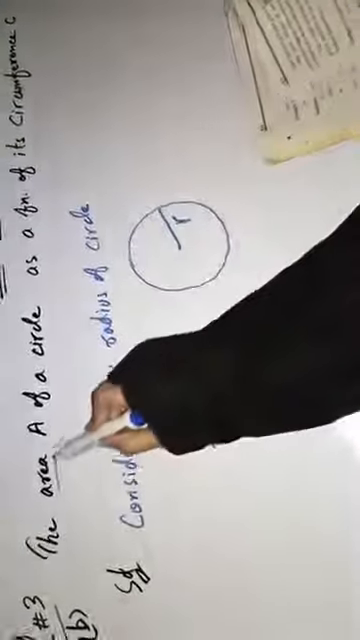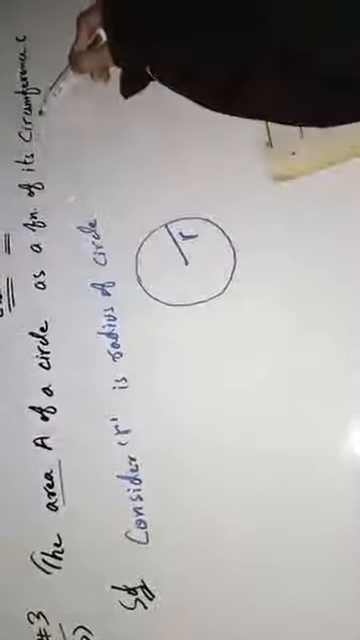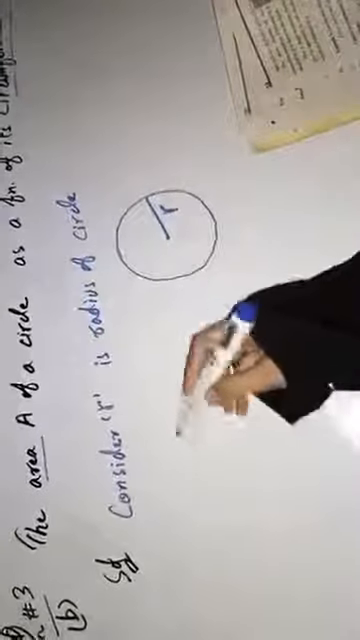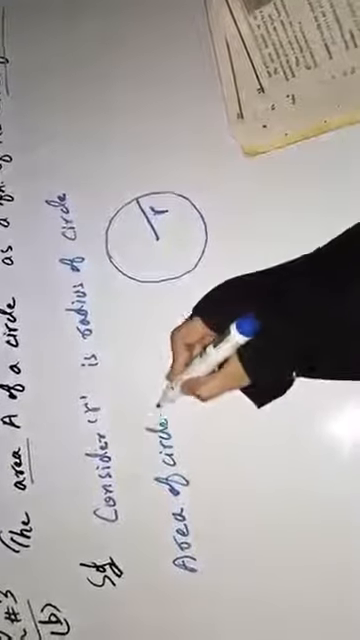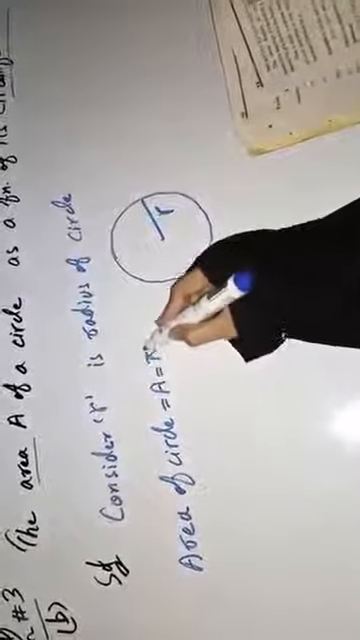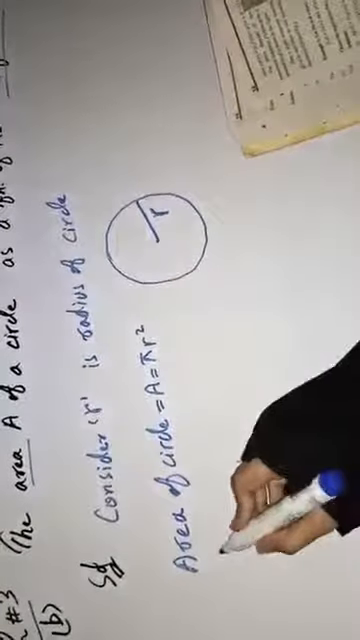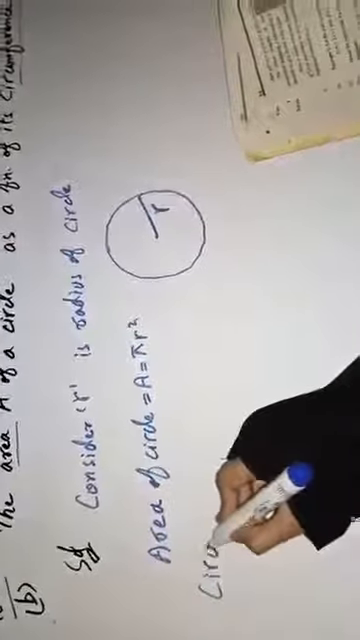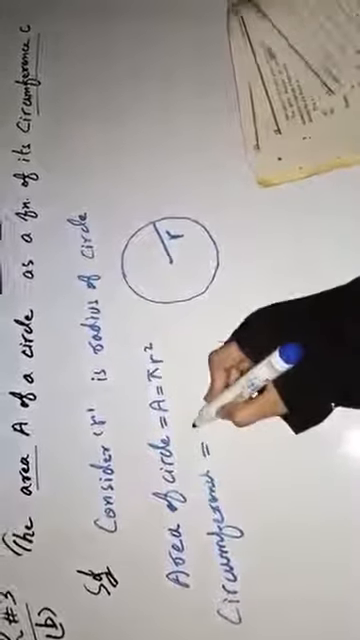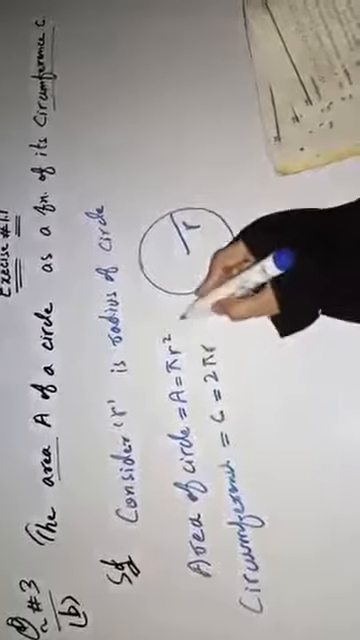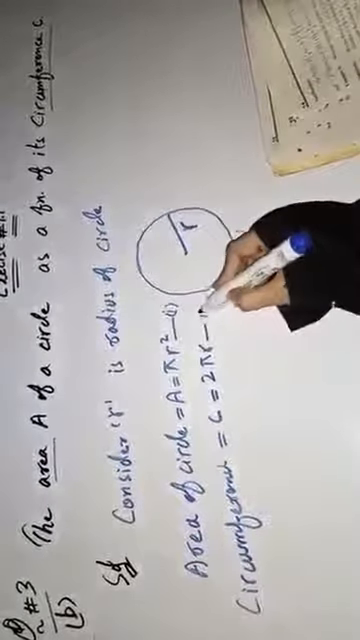Two things here, area of a circle as a function of its circumference. Consider R is the radius of this circle. The area of the circle is represented by A and it is equal to pi r square, and the circumference of the circle is represented by C and it is equal to 2 pi r. This one is equation number 1 and this is number 2.